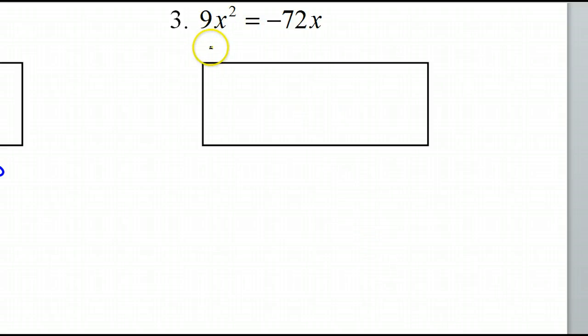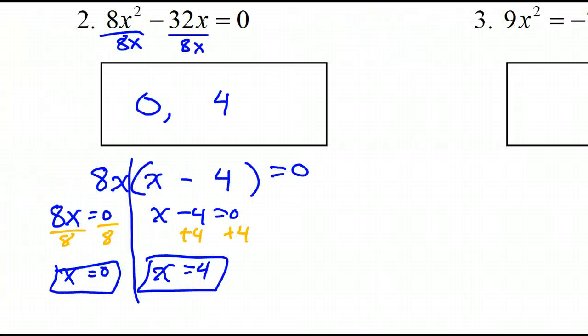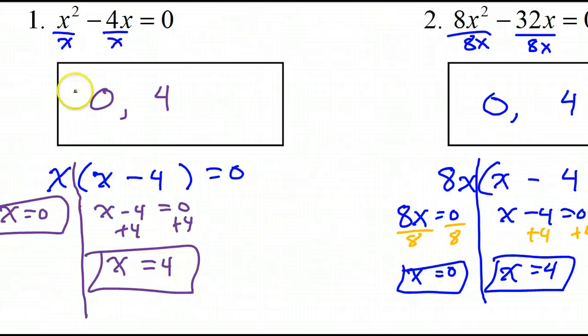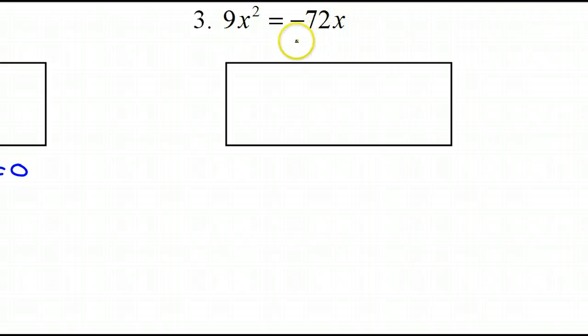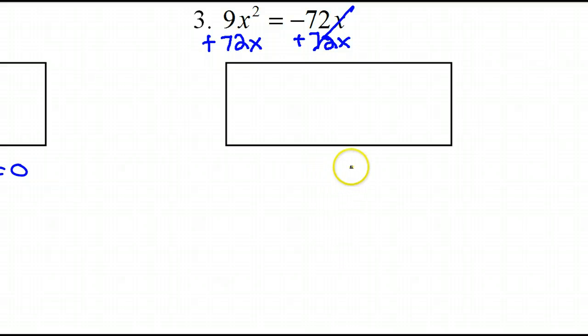Looking at number 3. Now, in order to use the zero product property, we really have to have 0 on one side. Like on number 2, we have this polynomial equals 0. On number 1, we had this expression equals 0. That's what allows us to set the two factors equal to 0. So we have to do that. And we can move this by adding 72x to both sides. That way we will now have 0 on the right hand side.